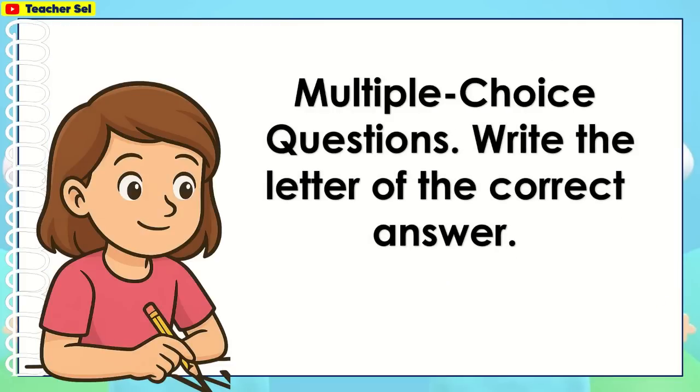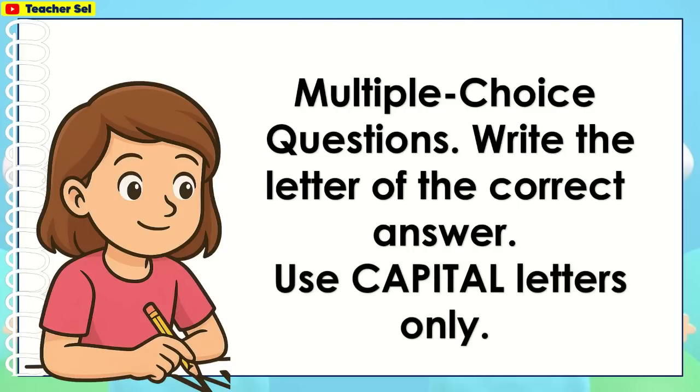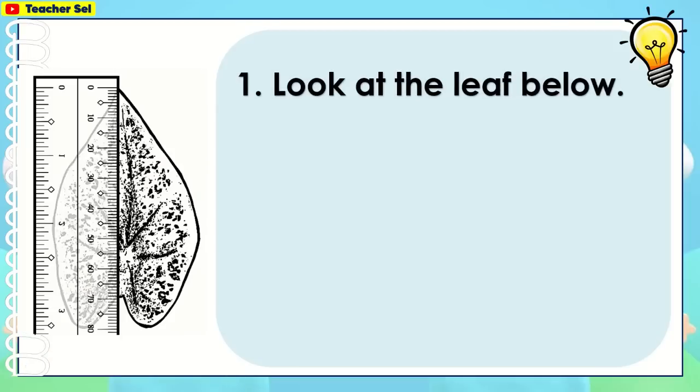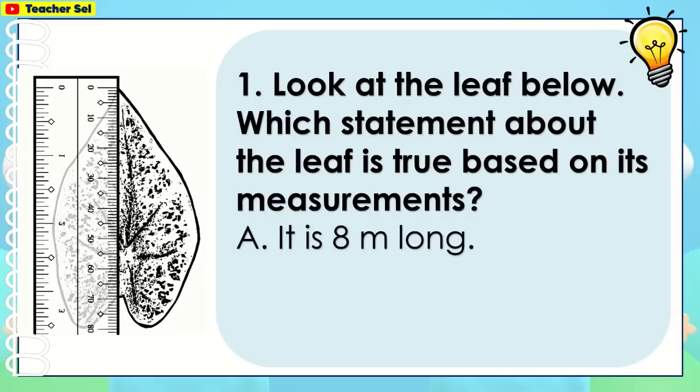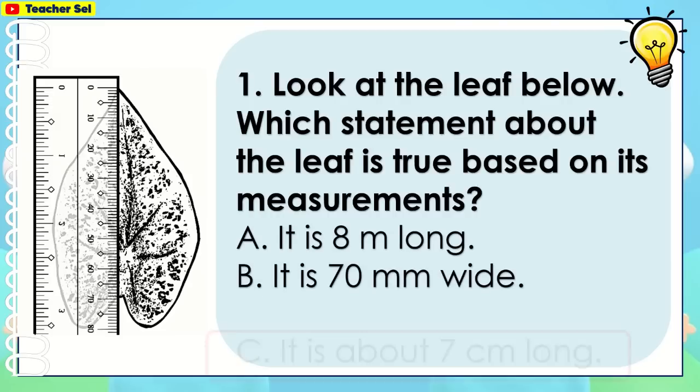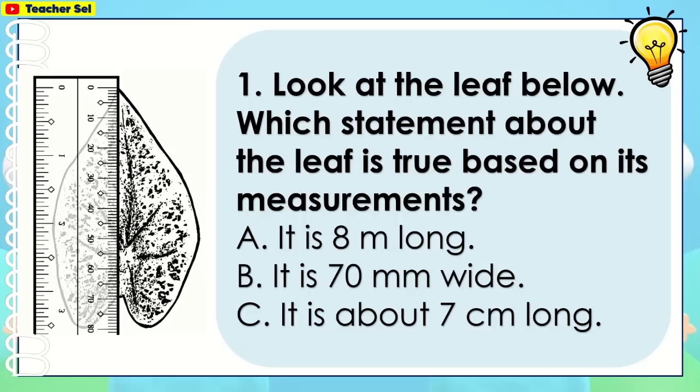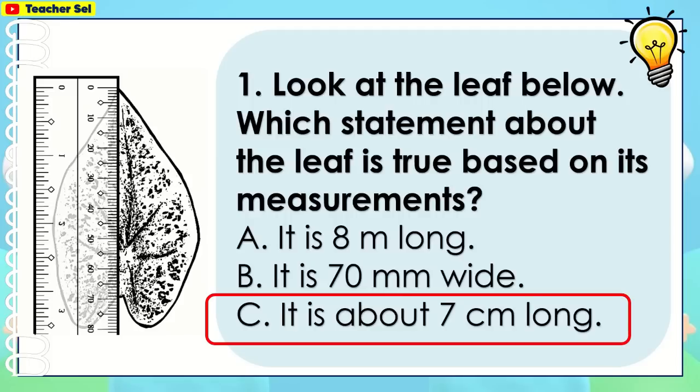For your assessment, multiple choice questions. Write the letter of the correct answer. Use capital letters only. Look at the leaf. Which statement about the leaf is true based on its measurements? A. It is 8 meters long. B. It is 70 millimeters wide. C. It is about 7 centimeters long. You're right. The correct answer is letter C. It is about 7 centimeters long.